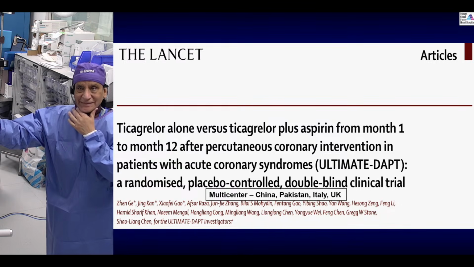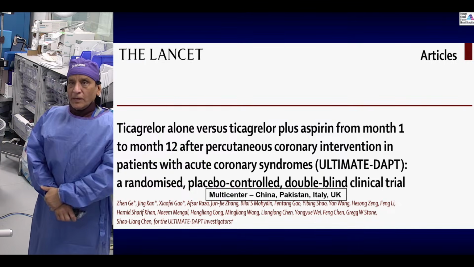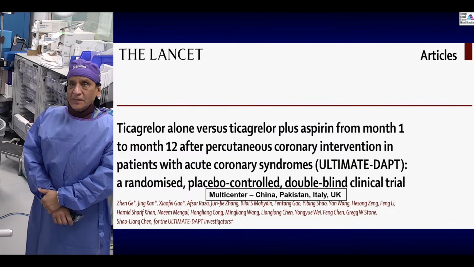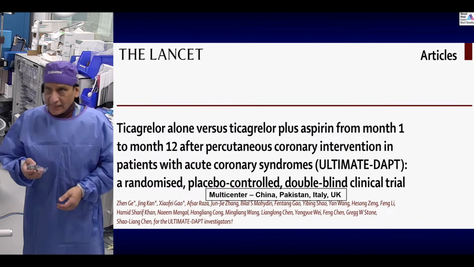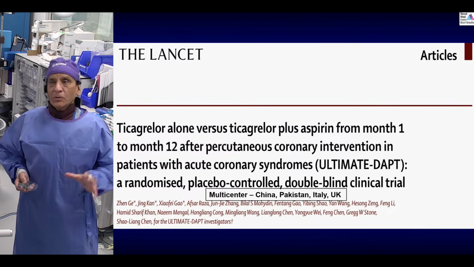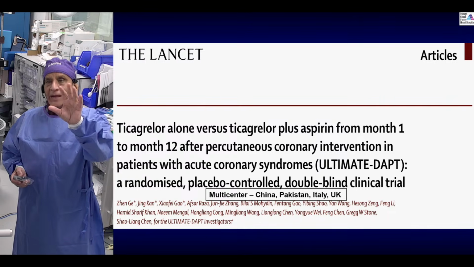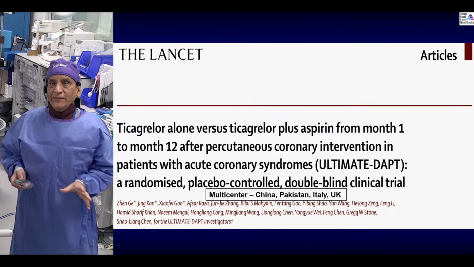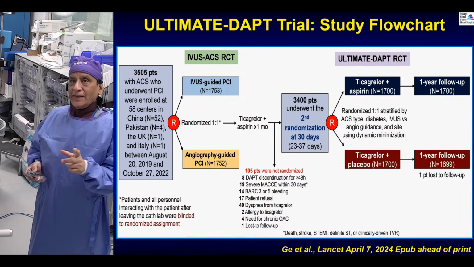So then let's go to the second trial, which is the ULTIMATE-DAPT. ULTIMATE-DAPT was ticagrelor alone versus ticagrelor plus aspirin for 1 month versus 12 months for PCI. This was done in China, although some cases in Pakistan, Italy, and UK. So remember, the Twilight was 3 months. It was the same copy of the Twilight trial where we gave 3 months of aspirin, and here they gave it for 1 month. And then they actually had double randomization.